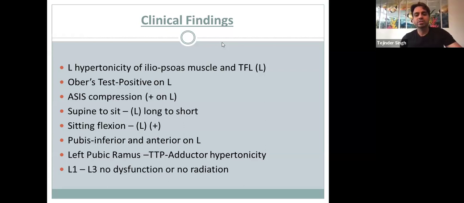Can anybody tell me what is the role of having a TFL hypertonicity here? Is there any relevance of TFL hypertonicity here? Look, just purely looking at the anatomy of the two structures, like looking at the anatomy of location of TFL and looking at the anatomy of lateral cutaneous nerve of thigh, is there any relevance?